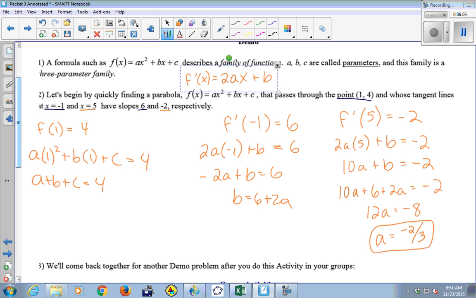Plug it into the other equation that we just solved for b in terms of a. So b is going to be 6 plus 2 times -2/3. So b is 6 minus 4/3. Well, 6 is 18/3 minus 4/3 would be 14/3.